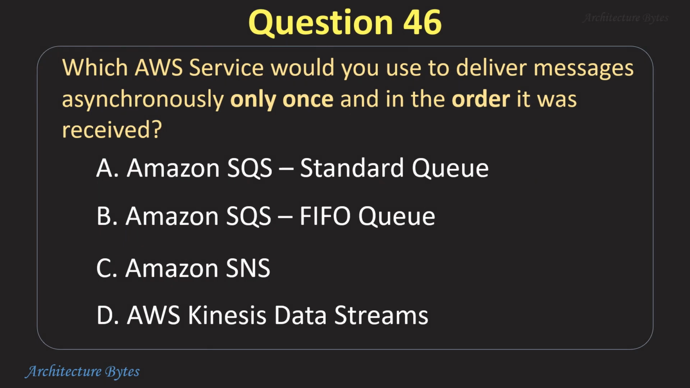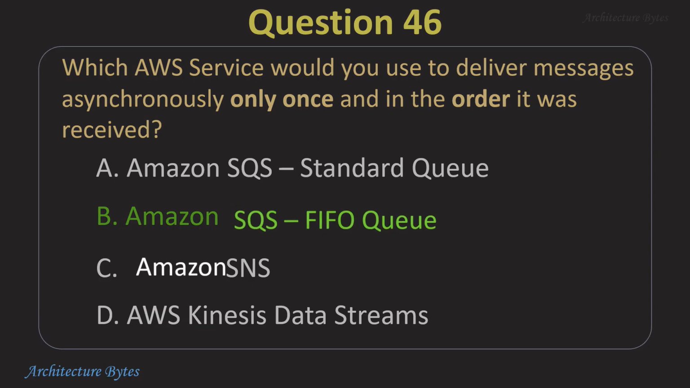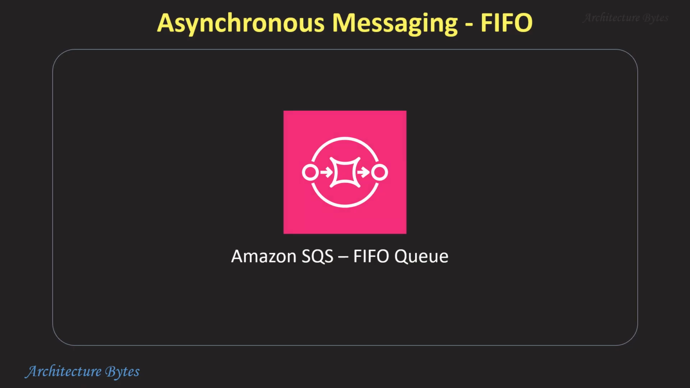Which AWS service would you use to deliver messages asynchronously only once and in the order it was received? Amazon SQS first in first out FIFO queues are perfect for this. They can deliver messages asynchronously in the order in which they were received.